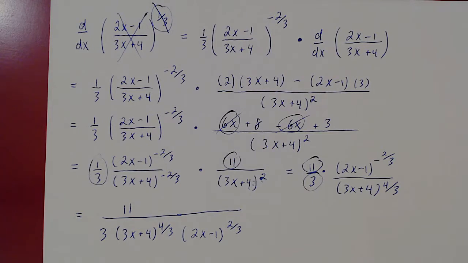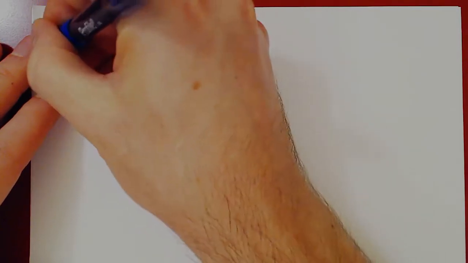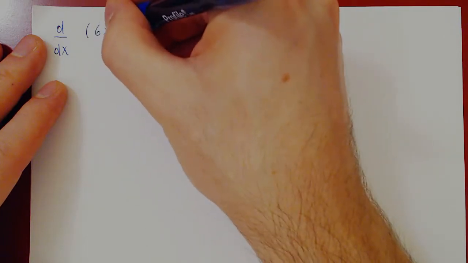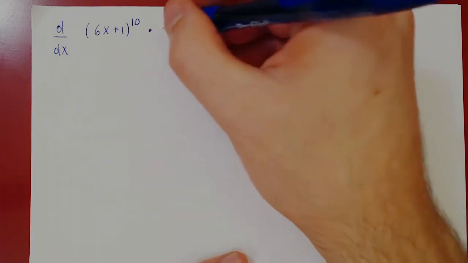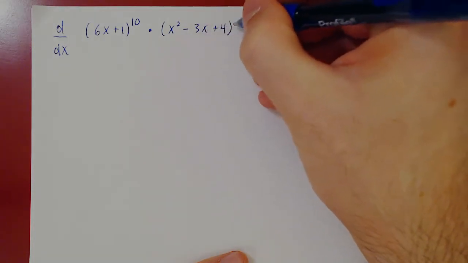Let's do an example now where we have to use the chain rule and the product rule all in the same problem. So this will be our last example. So here's the problem. Let's ask for the derivative, so d over dx. And here's our function. We'll take the 10th power of 6x plus 1 times the 6th power of x squared minus 3x plus 4.